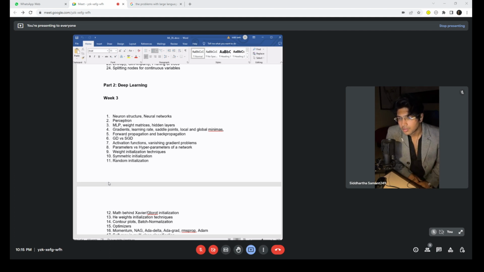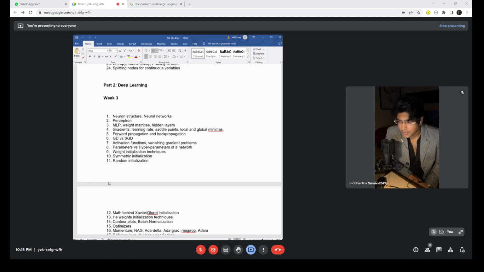We get to the concepts of gradients, learning rates, saddle points, local and global minima. So brushing up your calculus will be very important, your partial derivatives and stuff, because when you're talking about neural networks, concepts like forward propagation and back propagation require concepts like chain rule. So it would be good if you just brush all the stuff up.